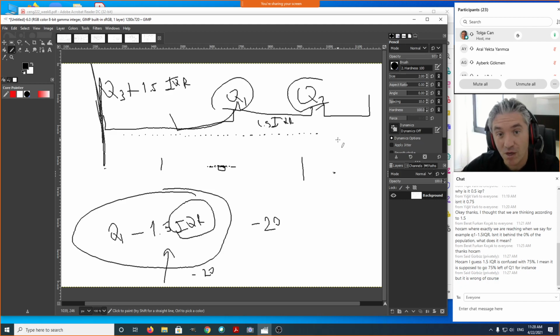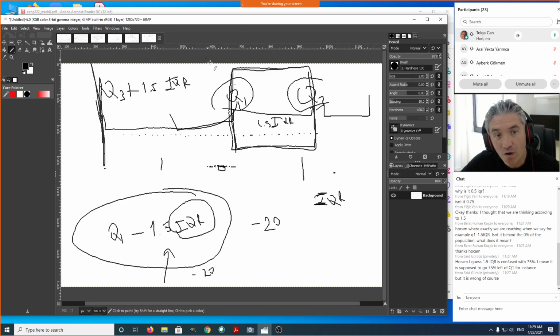Exactly. So it's not going 75% of Q1. That range really depends on something. The interquartile range doesn't tell us anything about how much of the population is below Q1. It's only saying something about the middle of the population. 50% of the population lies in the middle, and we don't know how it's distributed over there. So you're not going 75% of the population from the 0 to 25 quantile range.